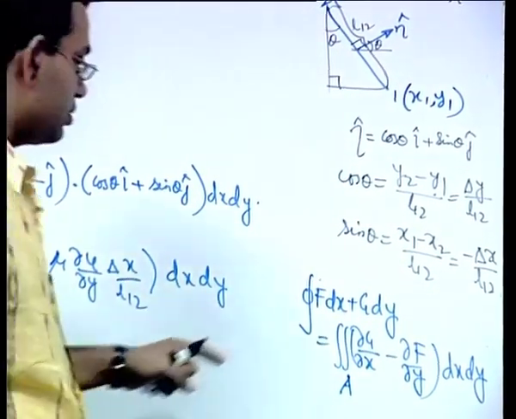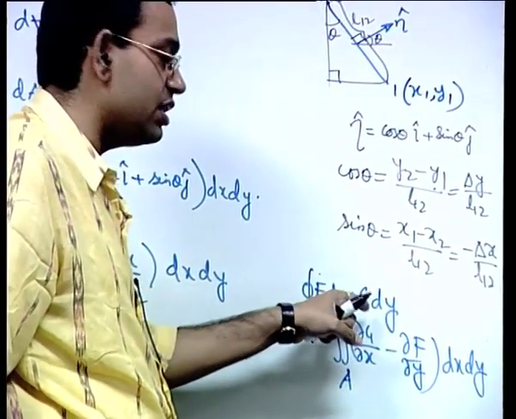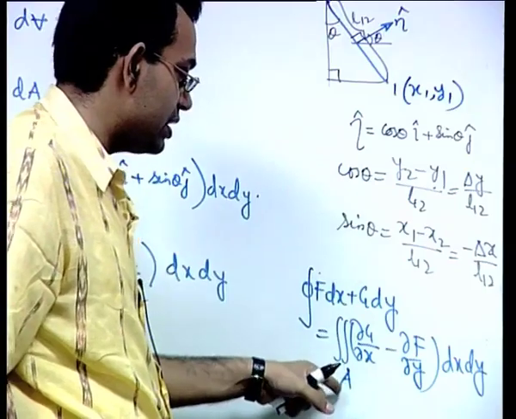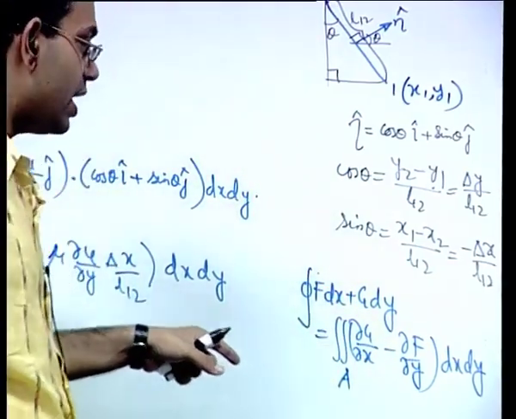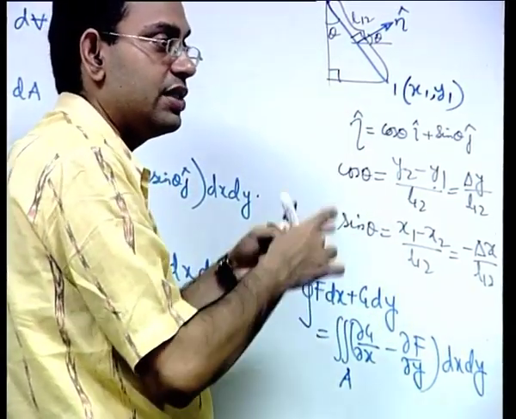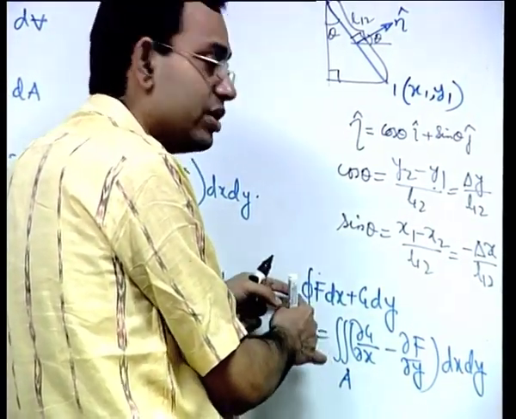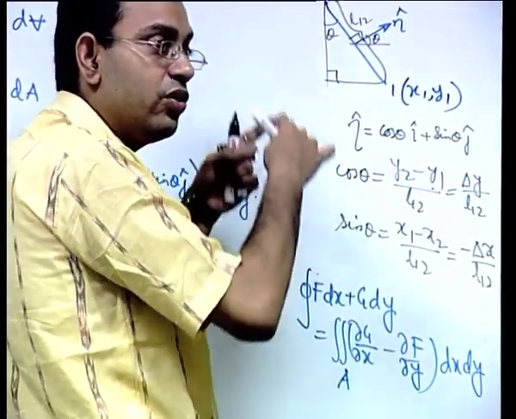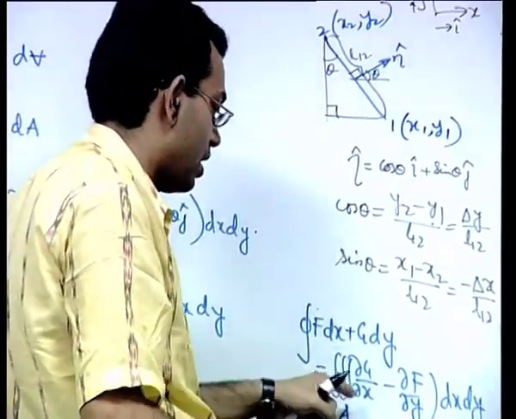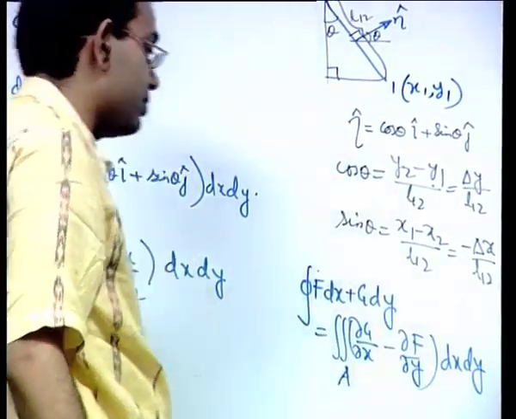So, the contour integral of f dx and g dy, where f and g are two functions, is the same as this area integral, where this contour is bounding this area, or this contour is around the area A. This contour is a line which is around the area A, completely encircling the area A, and this is equal to del G del x minus del F del y dx dy.